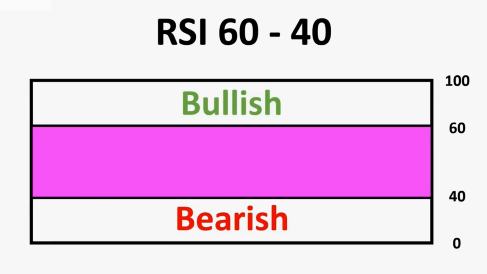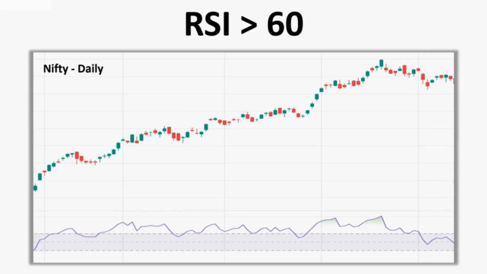Let me show you with some examples. As you can see on the screen, I have a daily chart of Nifty, and this is past data of this index. You can see that the RSI in this region is continuously above 60, and so the price is in a good uptrend, and we could have looked for many buying opportunities in this scenario.